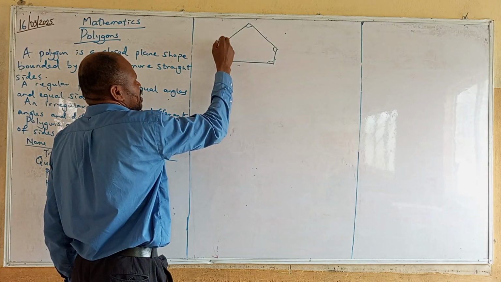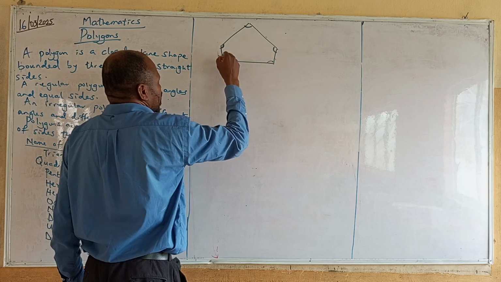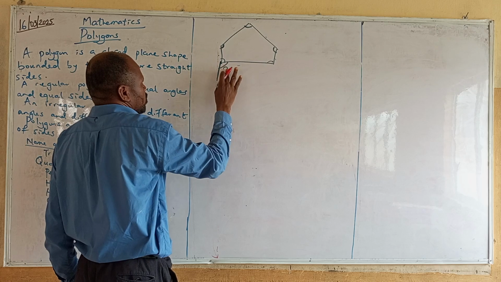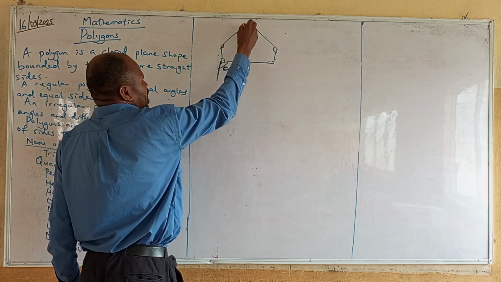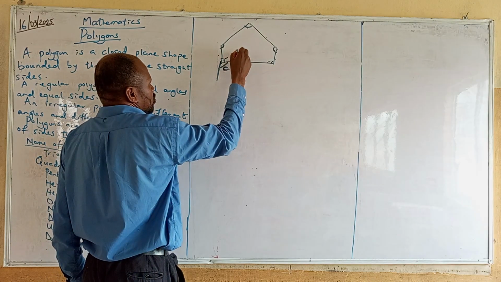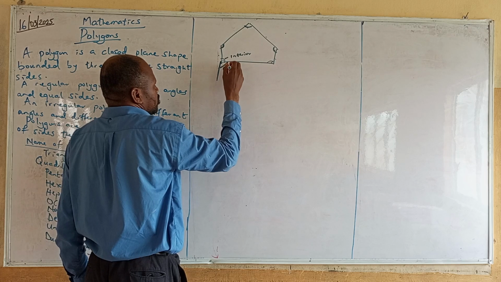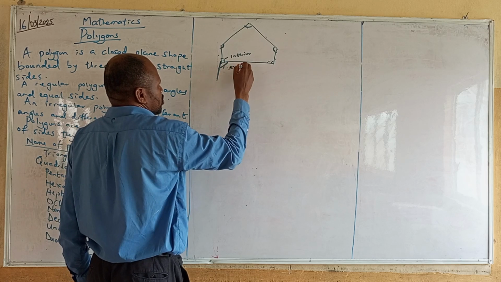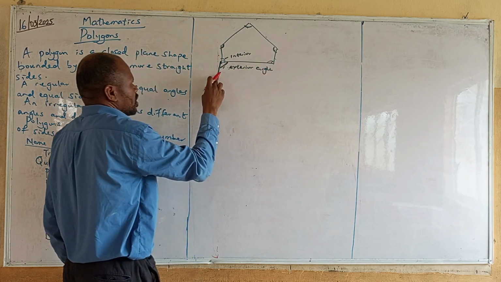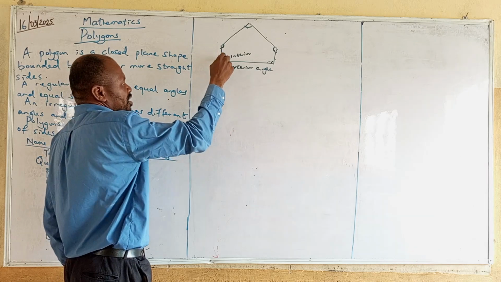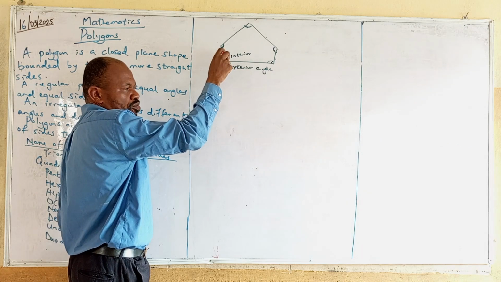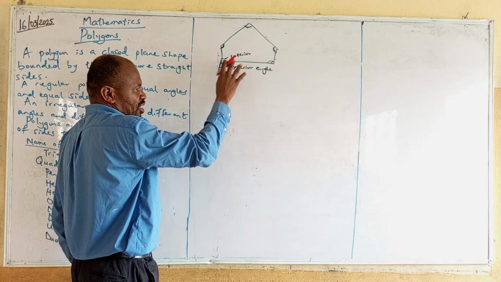Now, these are interior angles. Let me call this theta. All these are interior angles. Why is this an exterior angle? Okay, this is interior, exterior. So, one thing I want us to get from here is that the sum of each interior angle and the exterior angle is equal to 180 degrees, angles on a straight line.